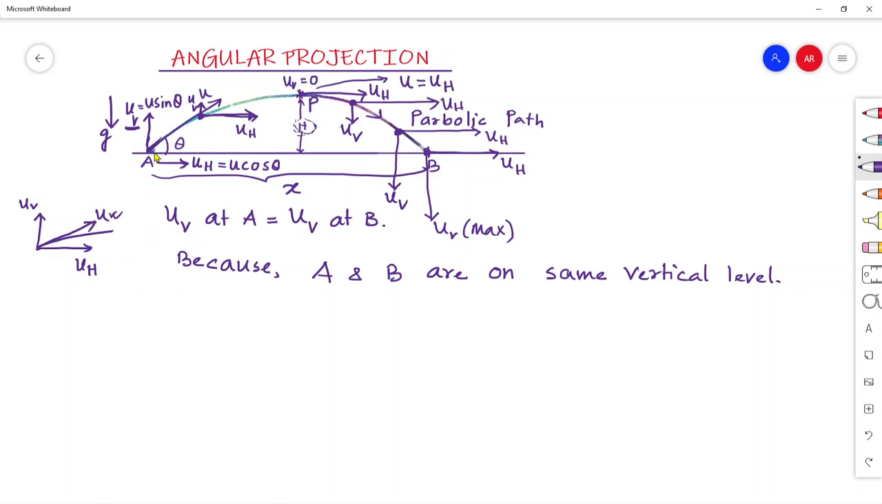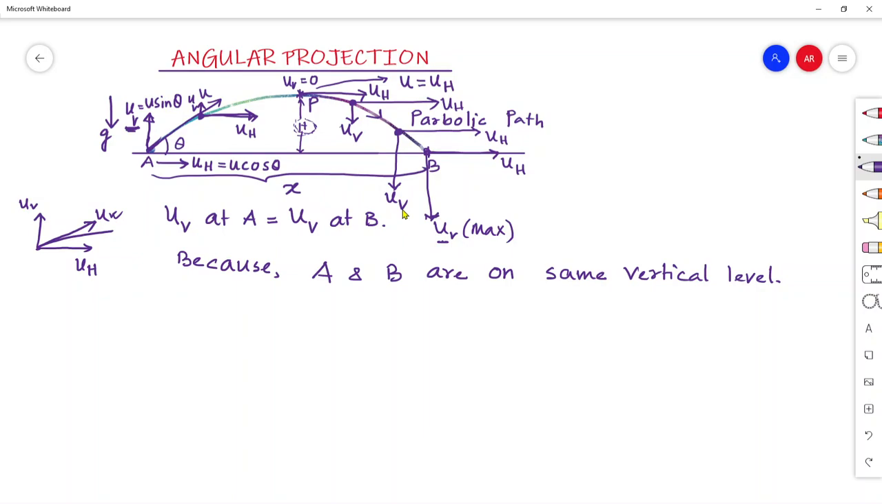So whatever the velocity it had at point A vertically, this vertical velocity keeps decreasing and reaches 0 at the maximum height. When it was falling down, that vertical velocity now keeps increasing at the same rate, the way it was decreasing. Now, at the same rate, it is increasing from 0, reaches the maximum as much as it had at point A. But the direction is different. You see, UV right here is in the upward direction, and while landing on the point B, it is in the downward direction. Just the direction is different. Magnitude is the same as before.